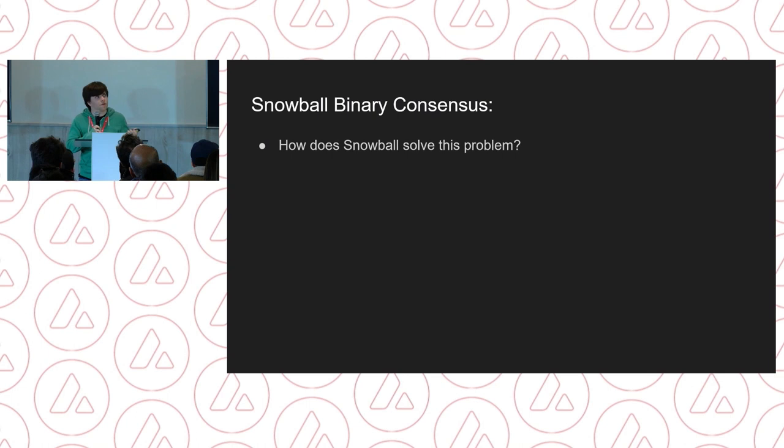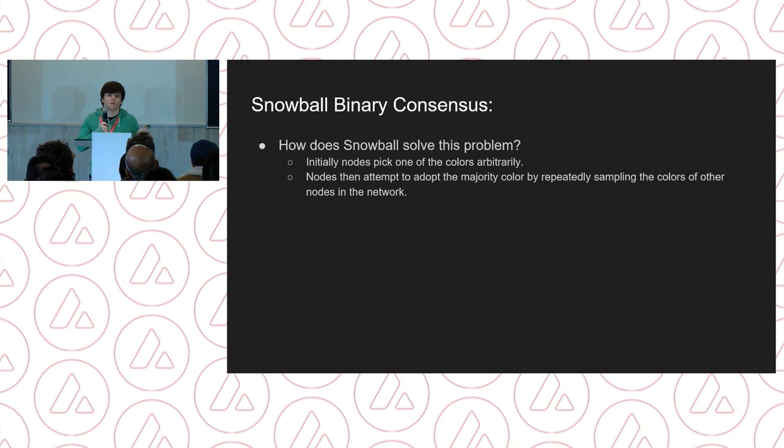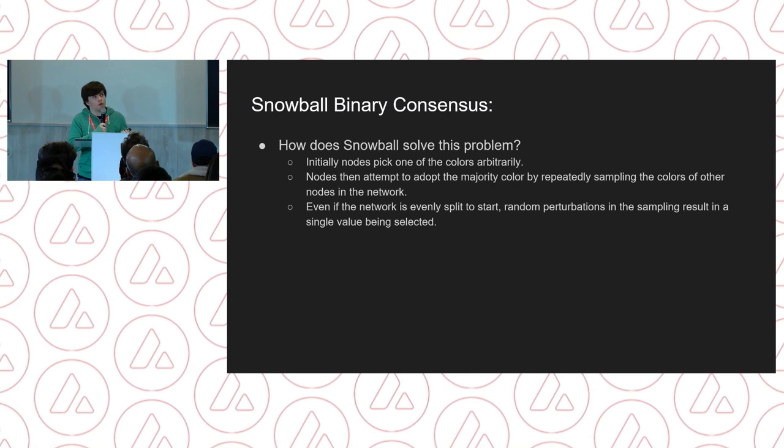So how does Snowball solve this problem? Initially, the nodes pick a color arbitrarily, either red or blue. It doesn't matter. There's no correct answer. Nodes then attempt to adopt the majority color by subsampling, so repeated subsampling of the network. Imagine you look around in a room, you see a bunch of people wearing a red hat. You want to switch to the red hat because it's more trendy, something along those lines. Even if everyone split 50-50, the network, just due to random perturbations, eventually converges to a single value. And this is all covered by the original Snowball paper.